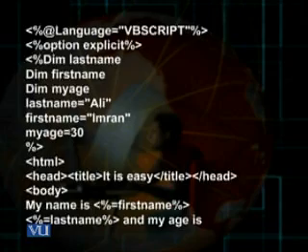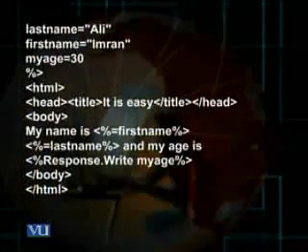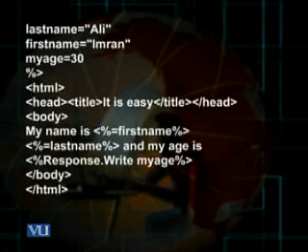Then and my age is, here I am using the response object and I use the write function of the response. I write response.write and then I type the variable name my age. Accordingly, the result that would be generated would be, there would be a title, and then within the body the sentence would run my name is Imran Ali and my age is 30.